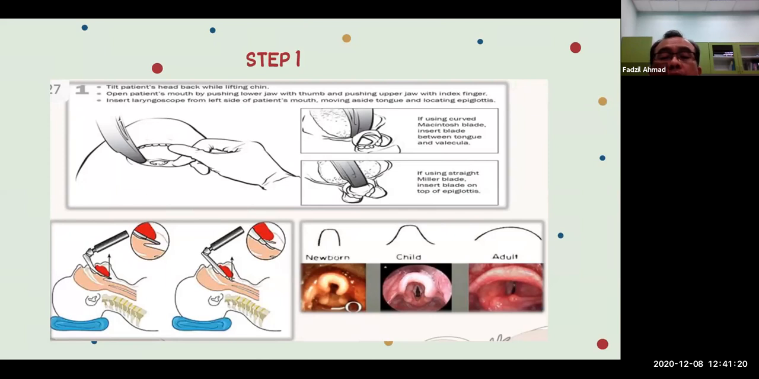For step 1, we need to tilt the patient's head and open the patient's mouth by pushing the lower jaw with the thumb and pushing the upper jaw with the index finger. Then we insert the laryngoscope from the left side of the patient's mouth, moving aside the tongue and locating the epiglottis. So this is the position or the way.